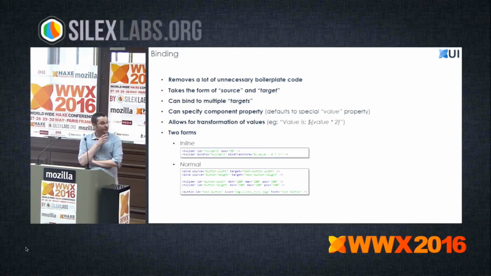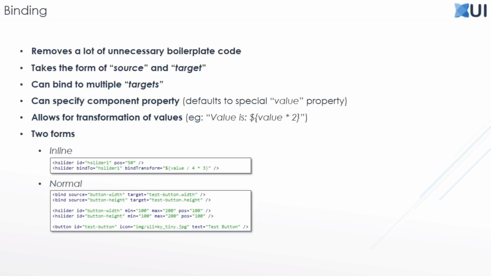So basically, you give it a chunk of XML, and you say, right, I want to bind this target to this source, as you can see in the normal form. In that example there, you've got two sliders, and they're changing a button's width. You have a target property, so it automatically defaults to the value property, which changes from component to component. But you can also use anything there. It could be text, H scroll position, V scroll position, width, height, anything you want really. So yeah, that's binding, and for the most part it works.